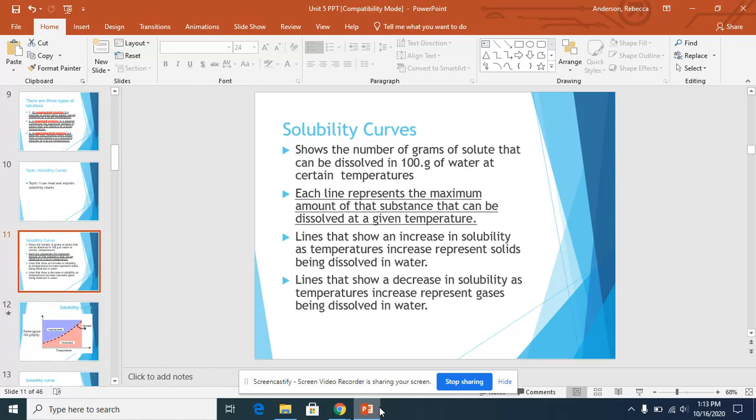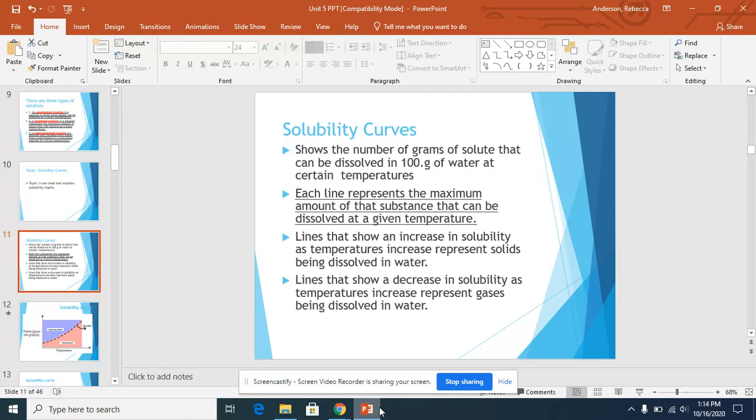All right, so solubility curves. Here's different things you can see in a solubility curve or chart. The only one you need to write down is the second one, the one that's underlined. It shows the number of grams of solute that can be dissolved in 100 grams of water at certain temperatures. Now this is specifically 100 grams of water, just so it's the same for every compound.